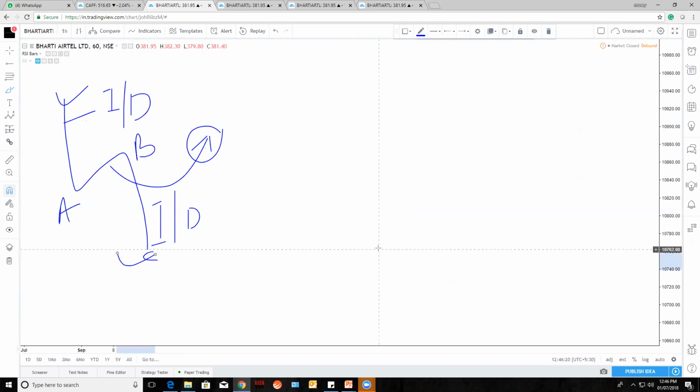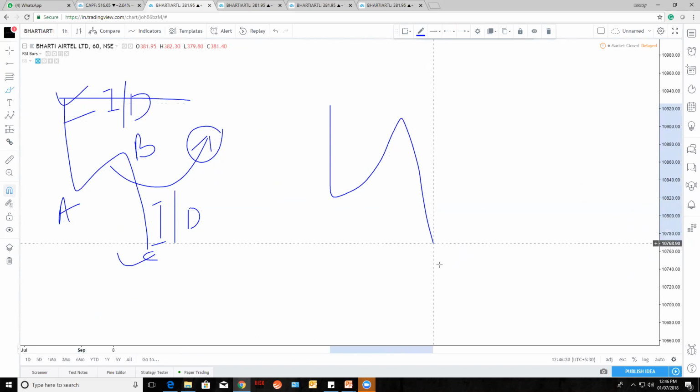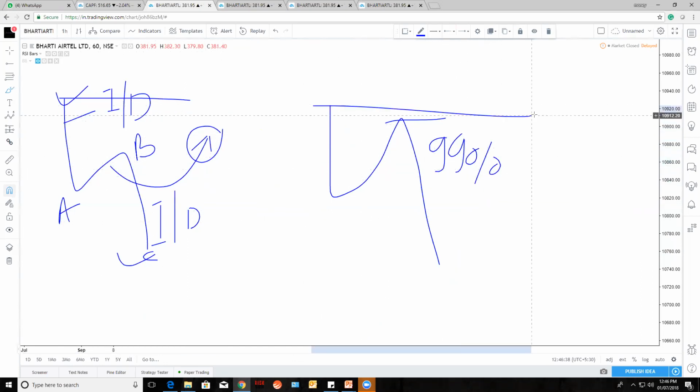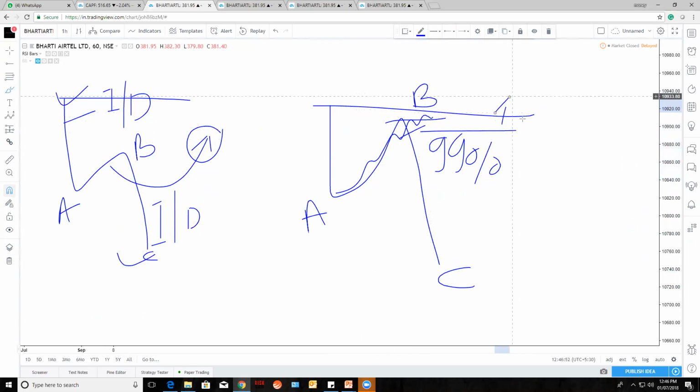And what is the second rule? Here, B cannot retrace more than wave A. What is the rule here? It can go up to 99%, let's say, but not go beyond the beginning of the A. Okay, it can go up to 99%. It cannot go more than wave A's beginning. Whenever it goes, then this pattern fails.